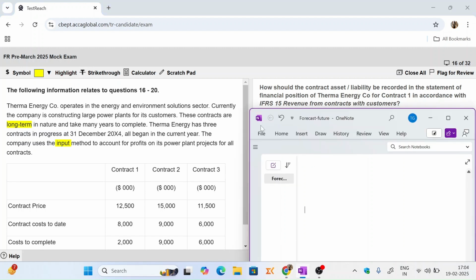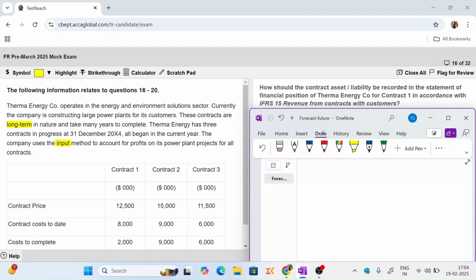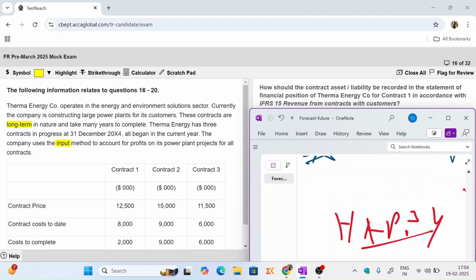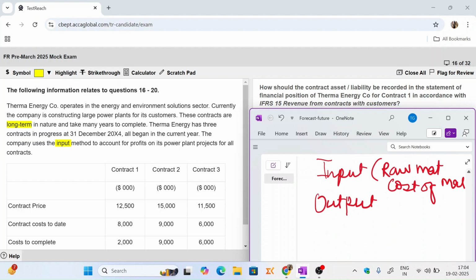Before we head to the calculations, I would first like to draw you towards the 2 types of methods that we can use for calculating how much of the project has been completed. According to the concepts, there are 2 methods. First is known as the input method. Second one is known as the output method. Input, as the name suggests, is what has been put into the contract, that is how you will measure. So let's suppose it's about raw materials, or the cost of materials that we have incurred. If you are measuring according to that, then it's going to be the input method.